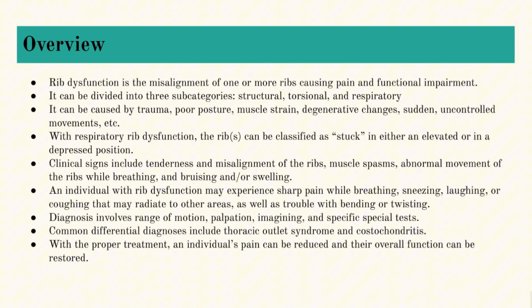An individual with rib dysfunction may also experience sharp pain while breathing, sneezing, laughing, or coughing, and this pain may radiate to other areas such as the back or shoulders, as well as trouble when the patient is bending or twisting. Diagnosis for this involves range of motion, palpation, specific imaging, and other specific special tests that we talked about. Common differential diagnosis include thoracic outlet syndrome and costochondritis. And finally, with the proper treatment, an individual's pain can be reduced and their overall function can be restored.